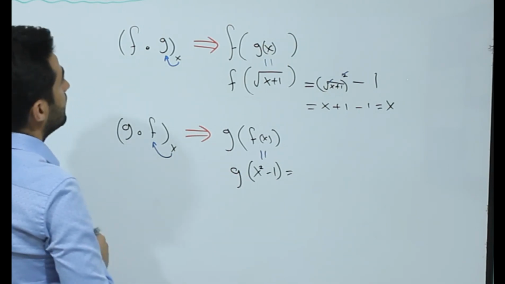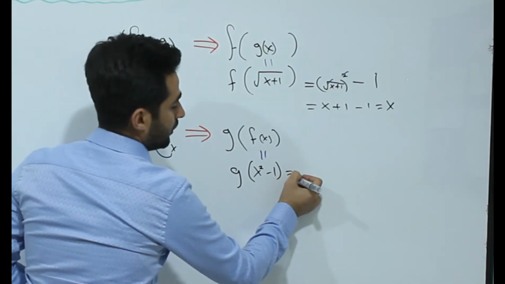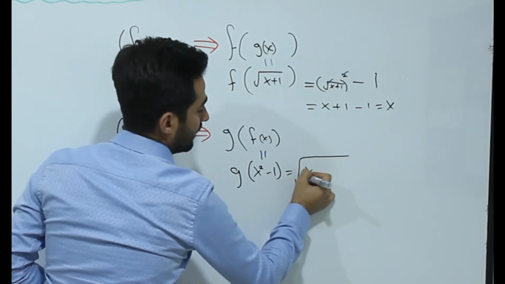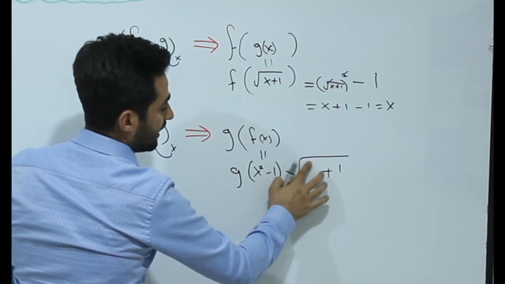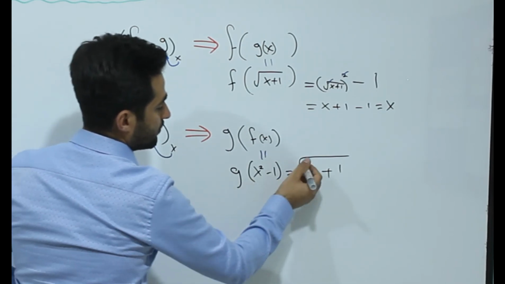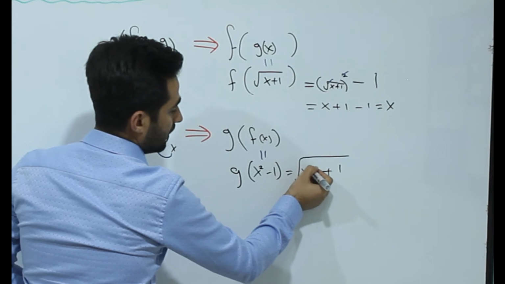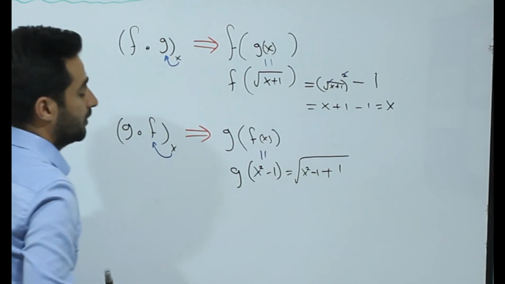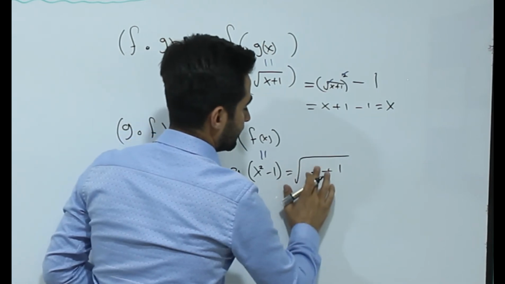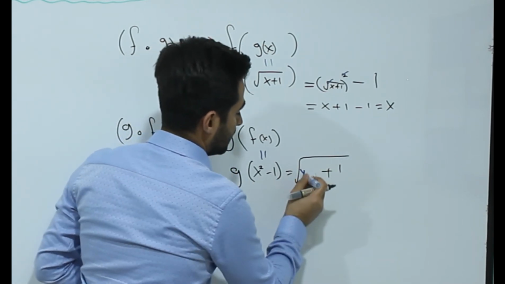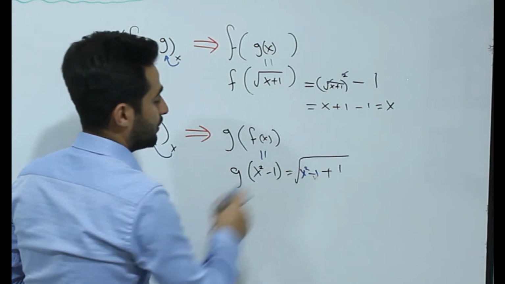g of x is equal to what? Square root of x plus 1. And then, instead of this x, we have to clear the x and write this bracket, x squared minus 1. Okay, I wrote the bracket.